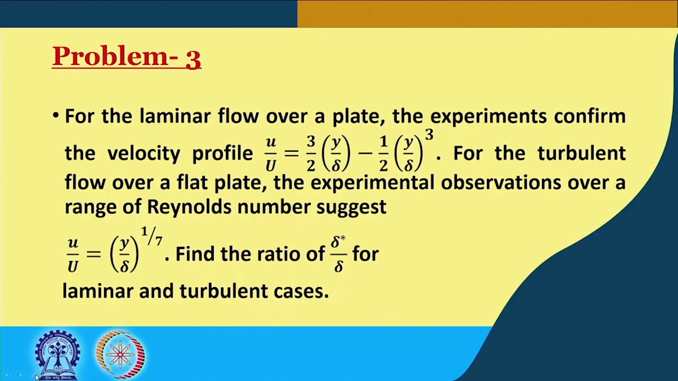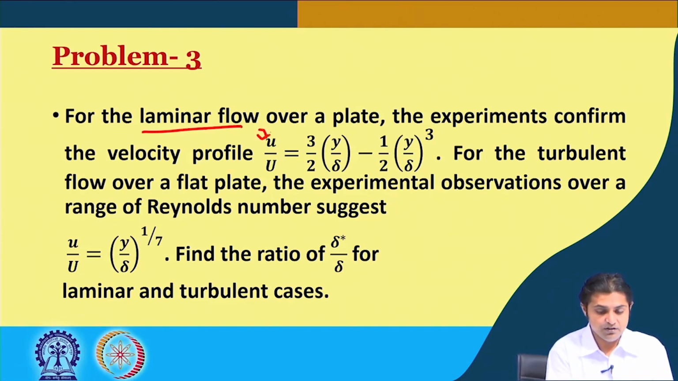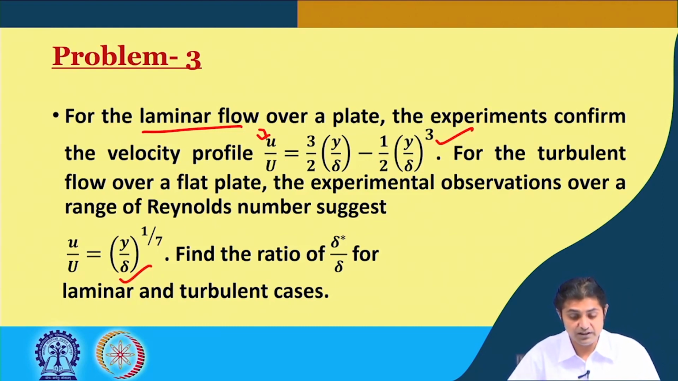Welcome back to the continuation of the boundary layer analysis lecture. We are going to start this lecture by solving yet another problem where two velocity profiles are given, one for the laminar flow and one for the turbulent flow. This is laminar and this is turbulent. We are going to find the ratio of the displacement thickness delta dash by delta for the laminar and the turbulent cases, for two separate cases.